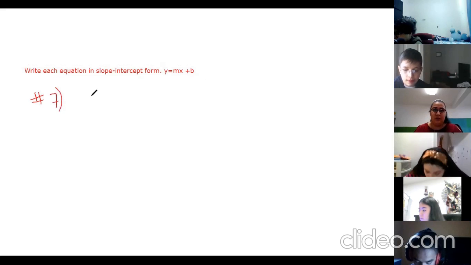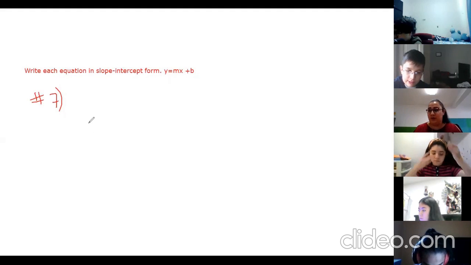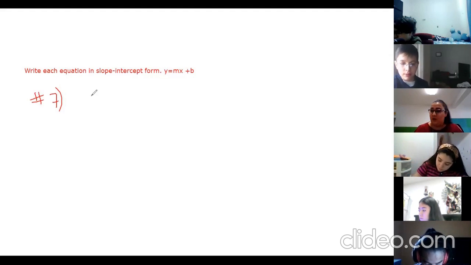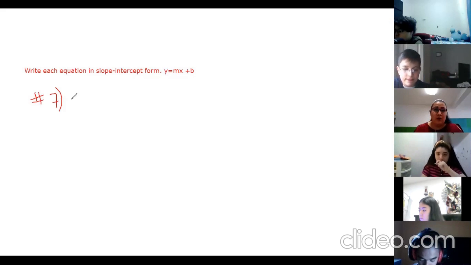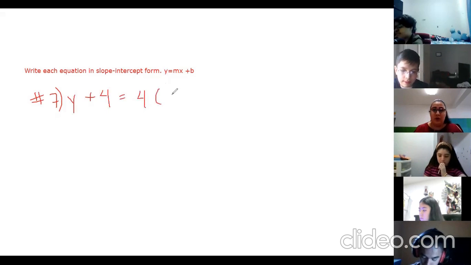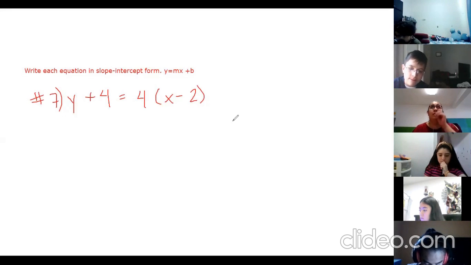Okay, this one's a lot easier because it doesn't matter if we have a fraction or not. Remember that our slope can actually be a fraction. So let's go ahead and do number 7 here. We have y plus 4 is equal to 4 times x minus 2. Okay, what are we going to do here? What's the first thing that we have to do? Angel, since you finished, what's the first thing that we have to do?